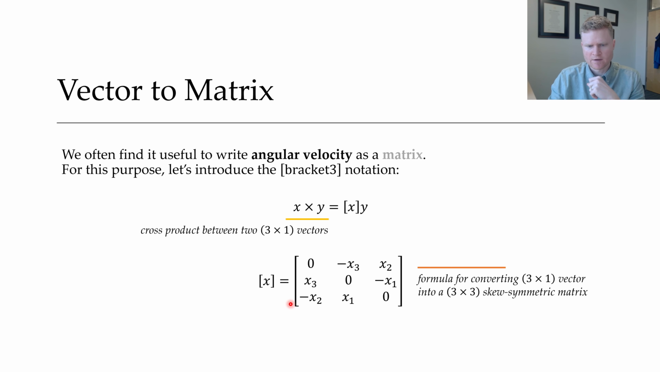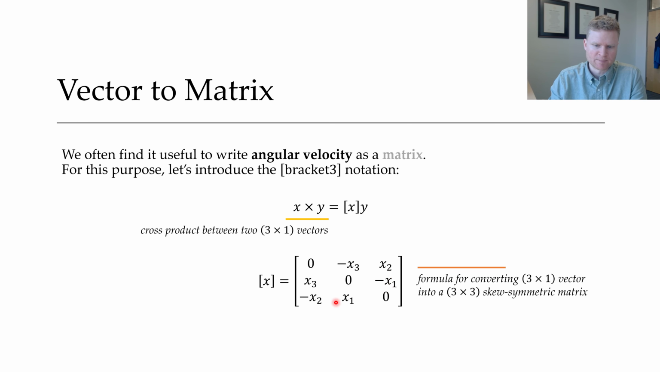So this matrix right here, this is the bracket 3. I'm taking x, and I'm converting it into this matrix. What I'm doing is taking a 3 by 1 vector and making it into a 3 by 3 skew symmetric matrix. And what skew symmetric means is zeros on the diagonal, and then the off-diagonal elements match except for a sign. So x1, that's the first element of x.